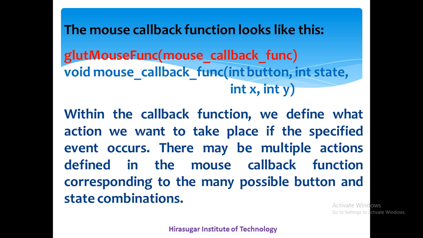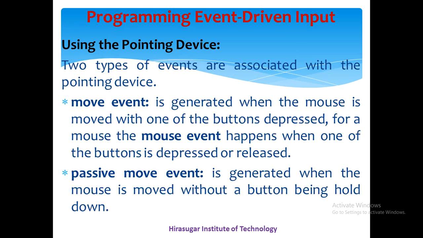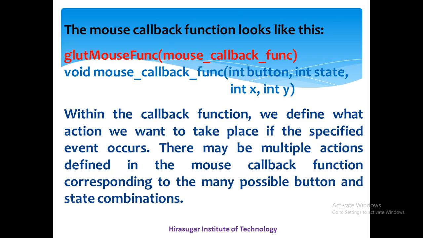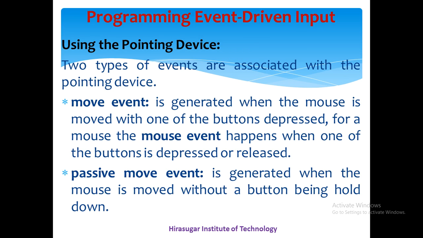Actually, one more time I will say. Now you see the cursor here. Now I will press. Is there any change? No, right? There is no change. But if I release this button, then it will do the action, right? That is what movement is. Then passive movement is generated when the mouse is moved without a button being held down, right?